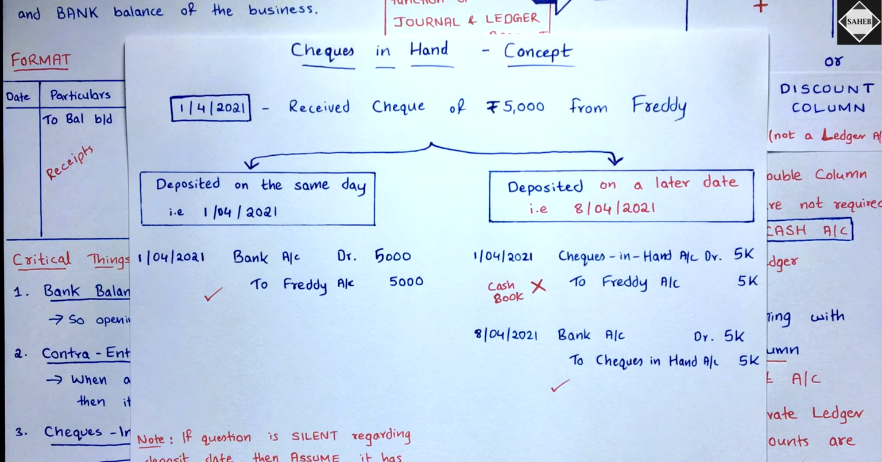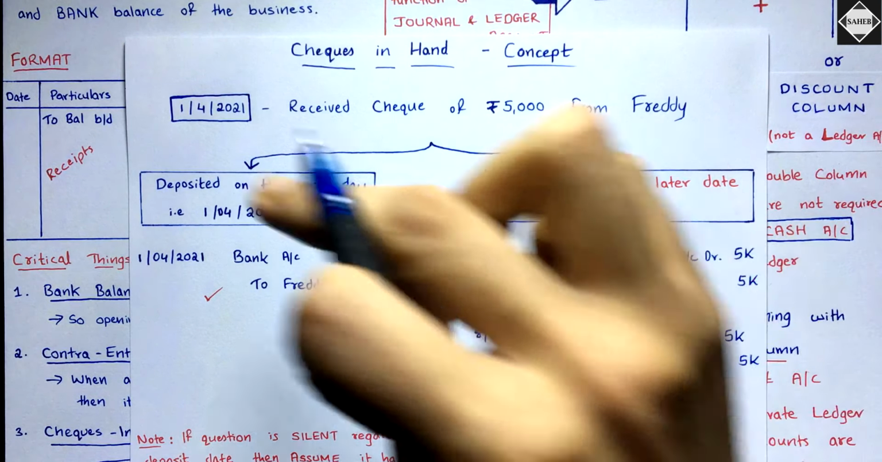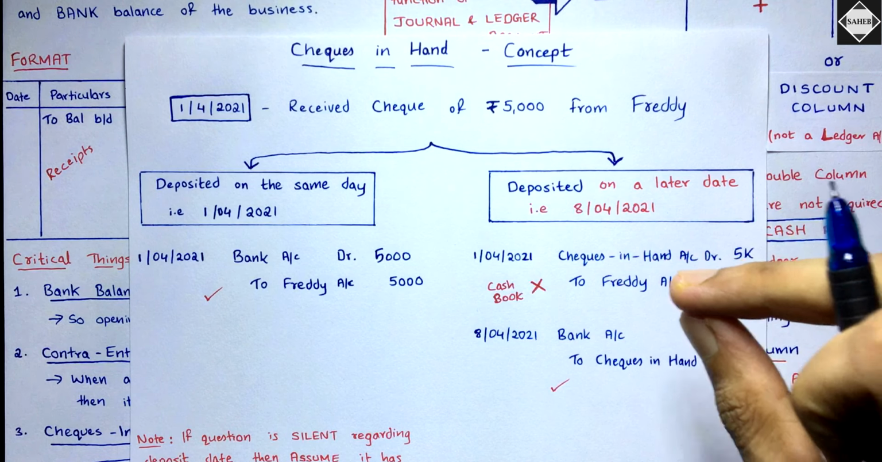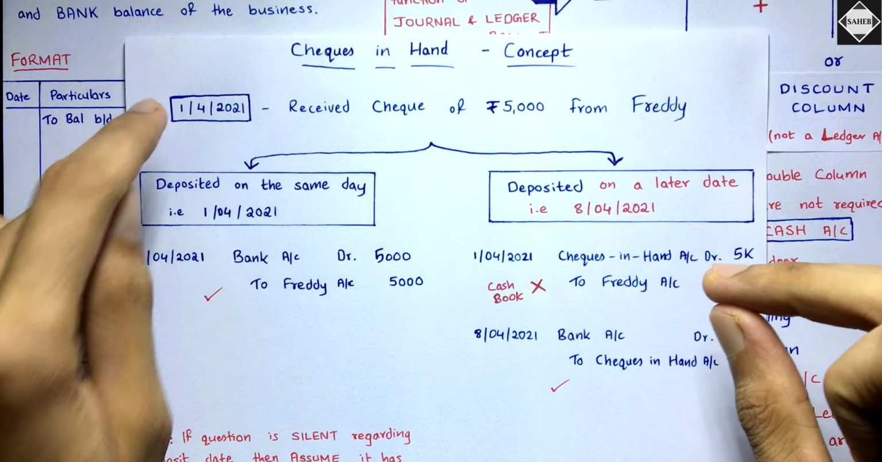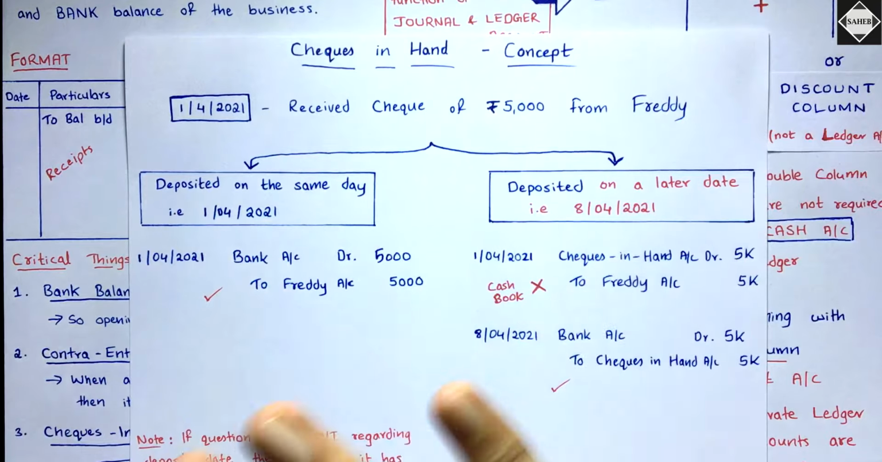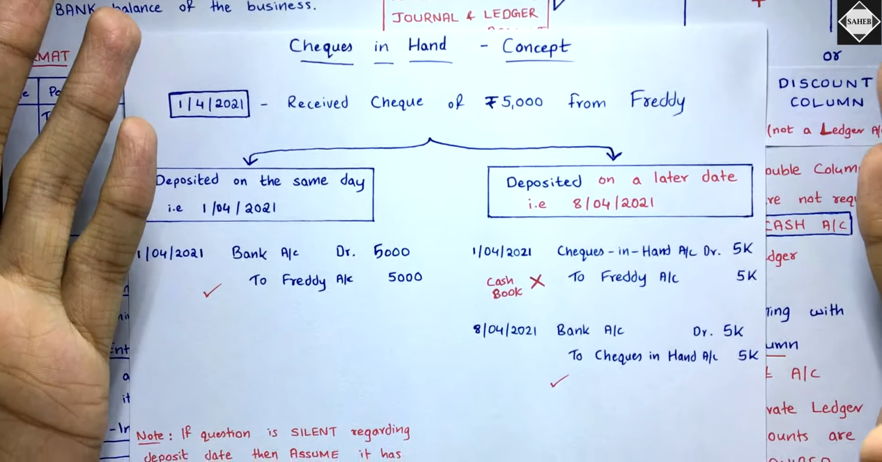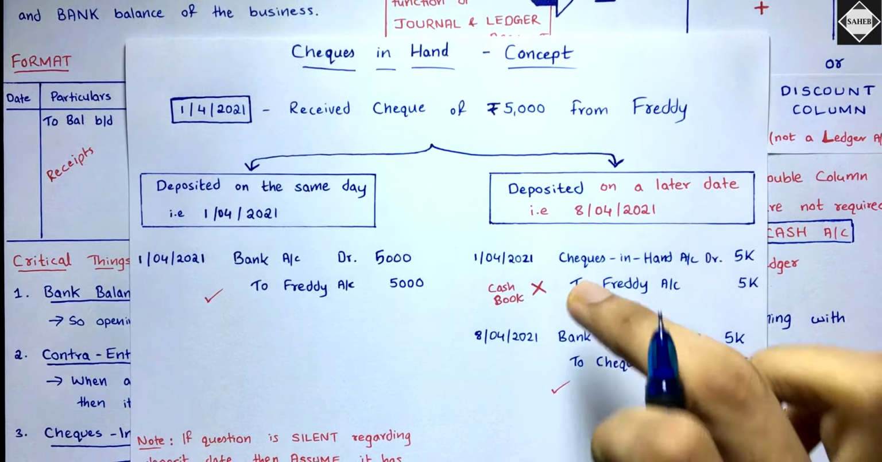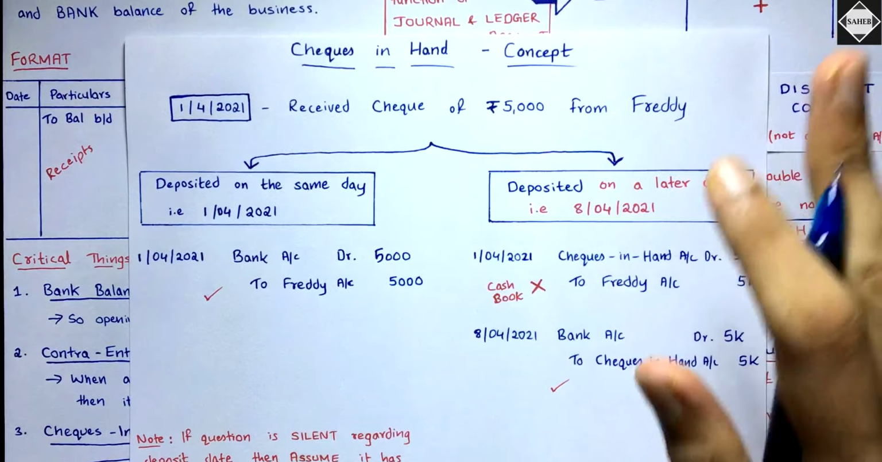Yeah, you can think. Then what will happen? Here, this transaction, 1st April transaction, has this affected the cash balance or the bank balance? Please tell me. No, it has not affected. If it has not affected, then no way you can record this transaction on 1st April 2021 in the cash book. You cannot do the recording.